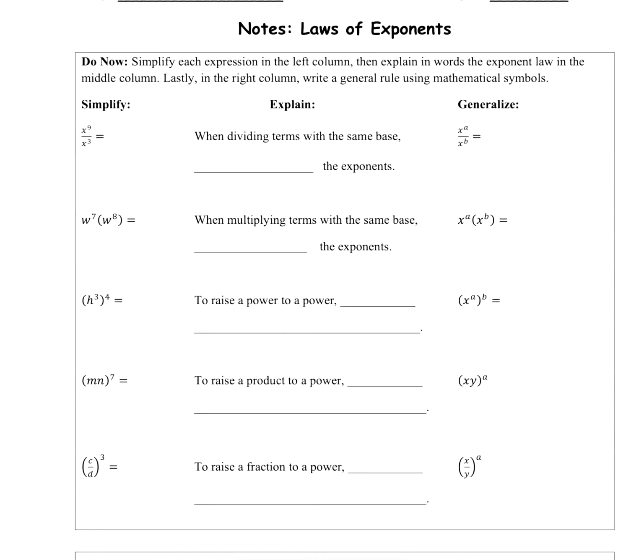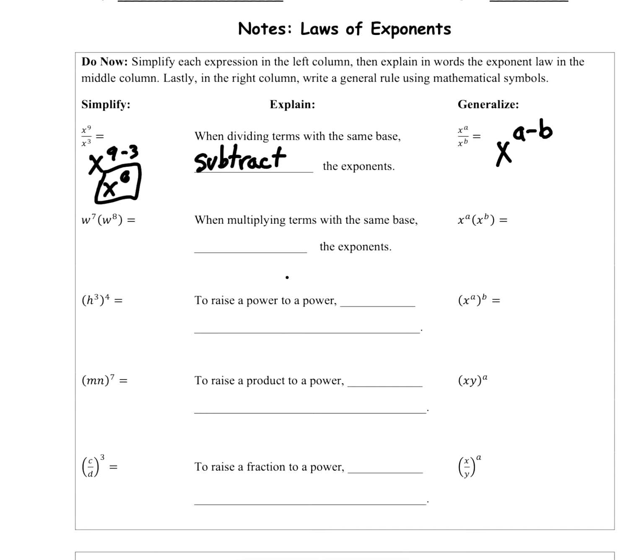So for that first one, we are dividing two terms with the same base. And when you're dividing two terms with the same base, you want to subtract their exponents. So that'll be x to the ninth minus 3, which simplifies to x to the sixth. And when dividing terms with the same base, you subtract the exponents. And the general rule would just be x to the a minus b. So we are subtracting the exponents.